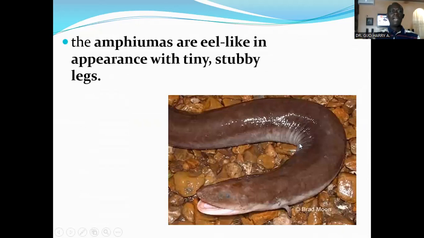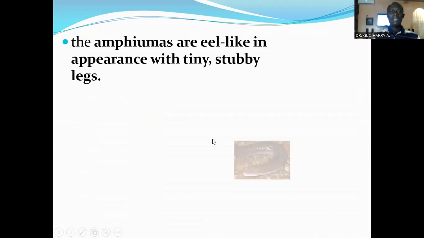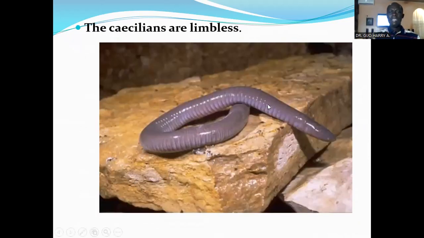Then we also have amphibians that are eel-like in appearance with tiny stubby legs, distinct from the general amphibians we used to know. The caecilians are limbless. They are found even in Africa, even in Nigeria, in Bayelsa State. I've seen several of them.